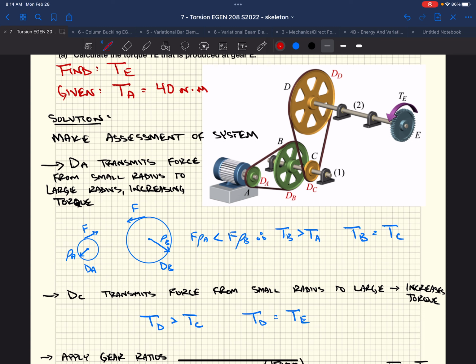So now you know in a general sense what's going on in your transmission in your car, right? As you change gear ratios, it allows you to increase the torque applied at the motor to the torque that's applied at the wheels, right?